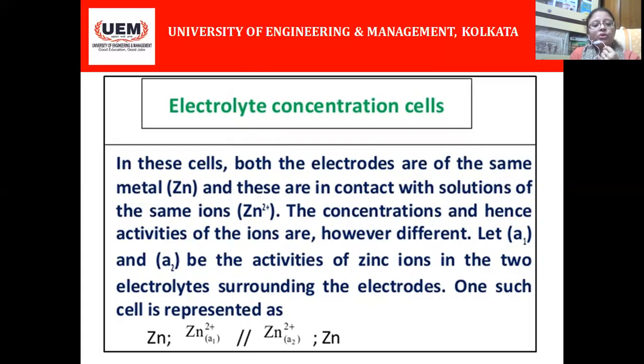In this cell, both the electrodes are of the same metal and these are in contact with the solution of the same ion. The concentration, and hence the activities, of the ions are different. If the activities are A1 and A2 in the two electrolyte solutions, then the two electrolytes surrounding the electrodes will be different. So this cell can be called an electrolyte concentration cell.